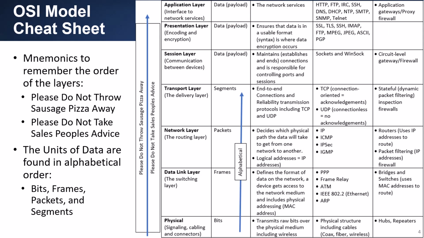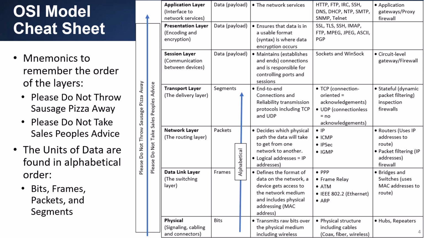To help remember the order of the OSI model layers, use mnemonics where the first letter of each word of the mnemonic represents the first letter of the layer. Two common mnemonics used are, please do not throw sausage pizza away, and please do not take salespeople's advice.